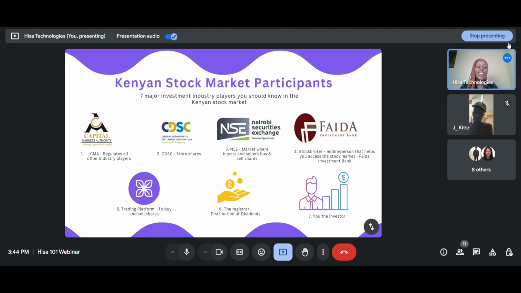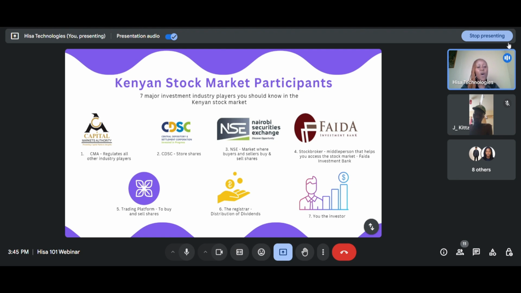In short, the NSE. This is the market where you go to buy and sell shares, but in order for you to have access to this market, you need another middle person, and this middle person is known as the stock broker. When you are investing in Kenyan shares through the Hisa platform, your stockbroker is Faida Investment Bank. So Faida is the middle person that allows you to get access to the market, that is the NSE.